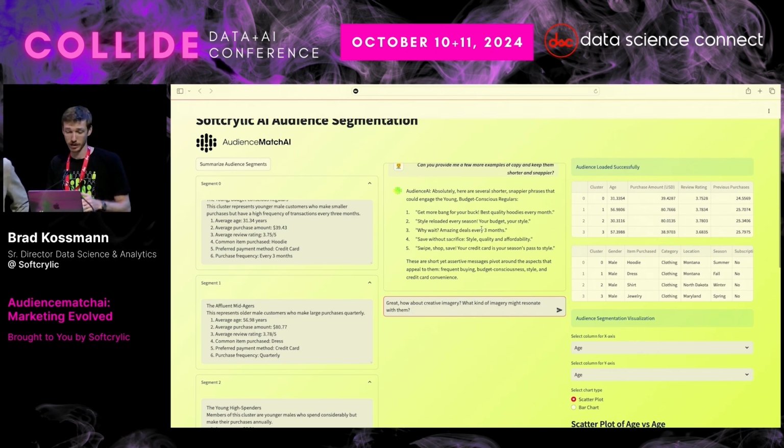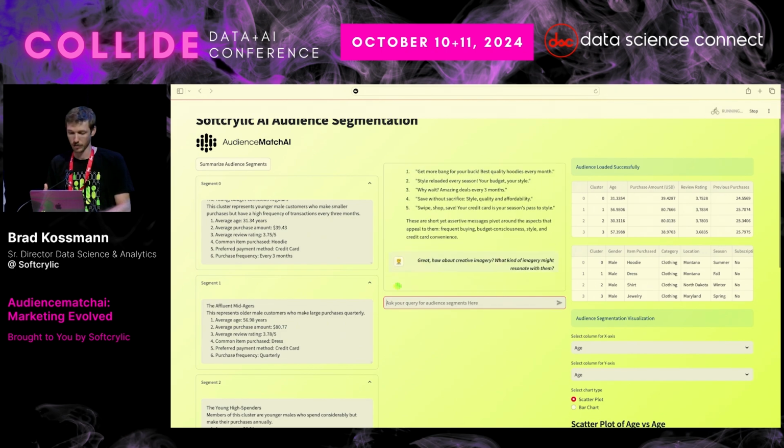It looks like Audience Match gave us a few more marketing copies to work with, and they're kind of snappier. So: style reloaded every season, your budget, your style, why wait, amazing deals every 3 months, save without sacrifice, style, quality, and affordability. So cool. Now we have something to work with. I'm going to ask it about creative imagery.